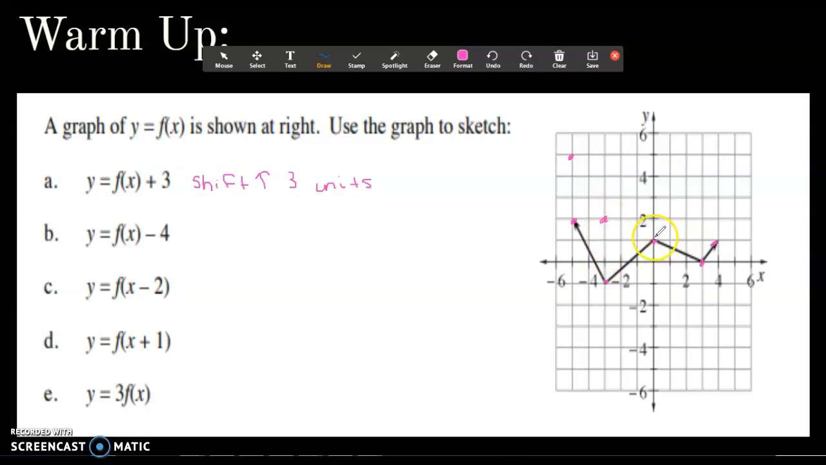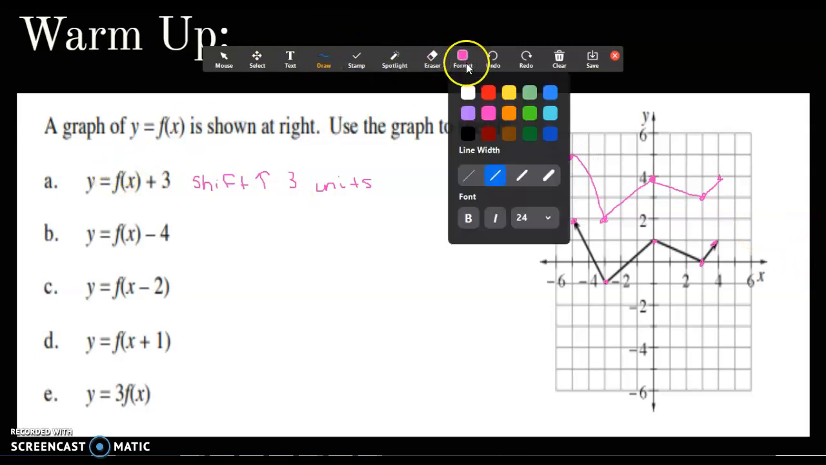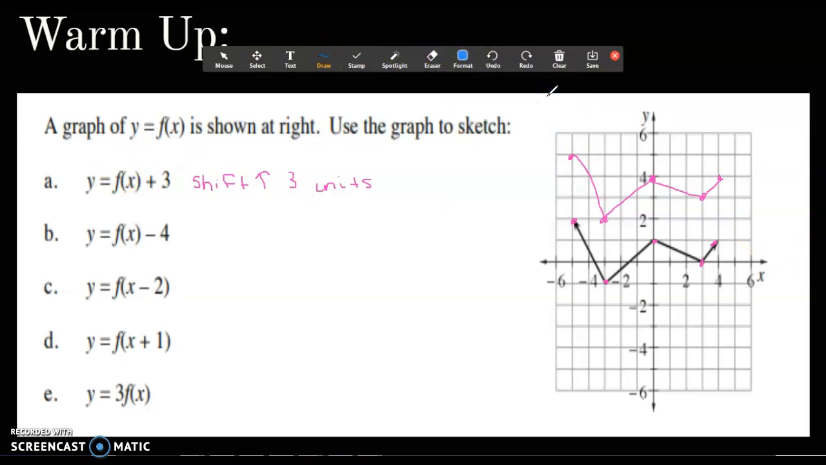This point's at -1. If I shifted up 3 units, it's going to be at 2. This point is at 0. Up 3 units will put it at 3. And this point here is at 1. Again, if I shifted up 3 units, it's going to be at 4. So we got our new graph. If we do a sketch, it looks like so. Now let's change the color. Let me see what you got for the next graph.